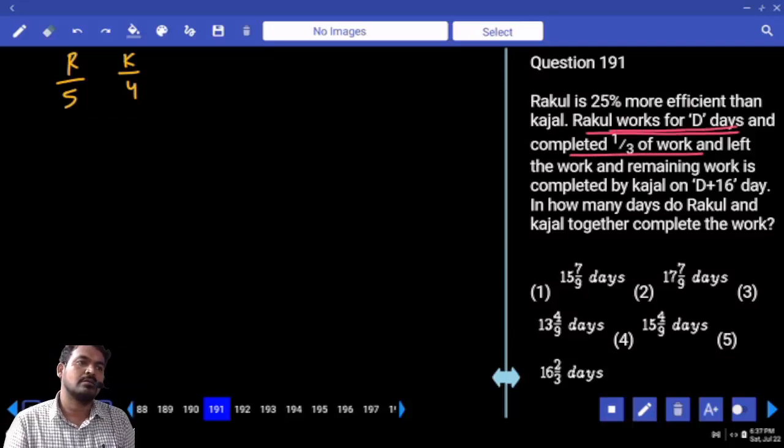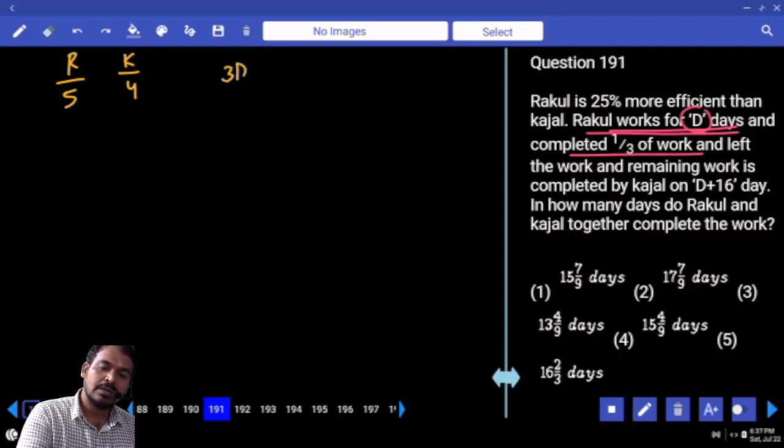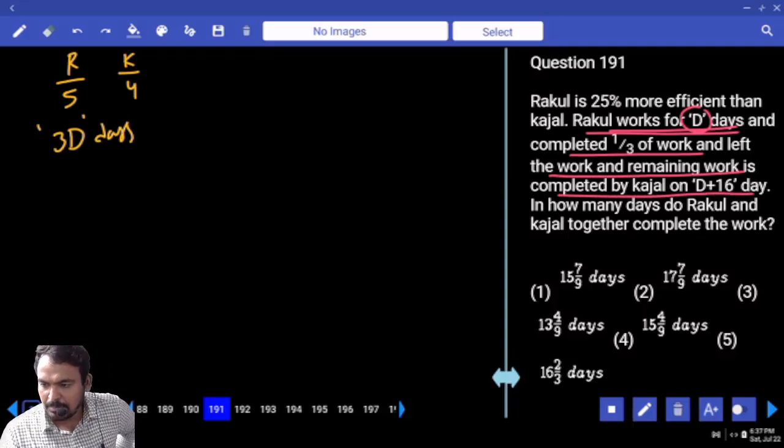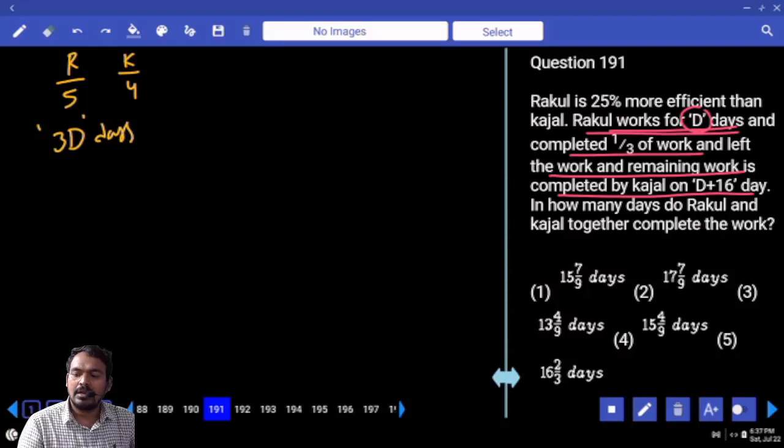Rakul, how much time is taken? D days. Total work 3D days. 1/3 how much time is taken? D days. Total work 3D days. Means Rakul can complete the whole work in how many days? 3D days. And left the work, and the remaining work is completed by Kajal in D plus 16 days. What is the meaning? D days work of Rakul, D plus 16 days work of Kajal, both are adding, that is total work or remaining work? Total work.